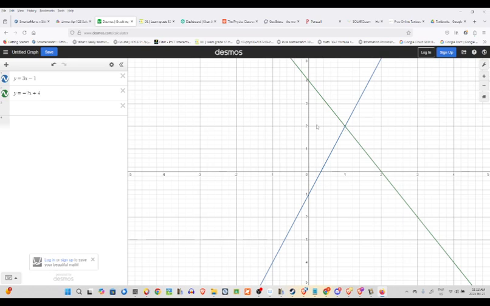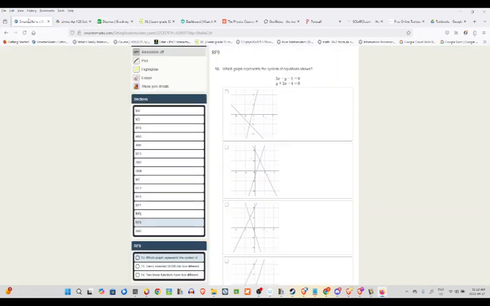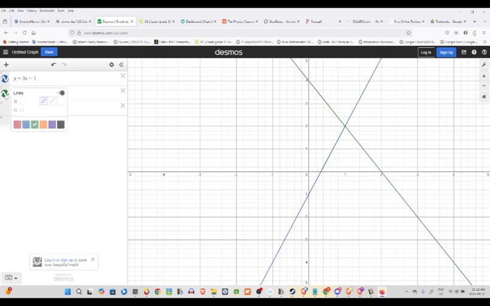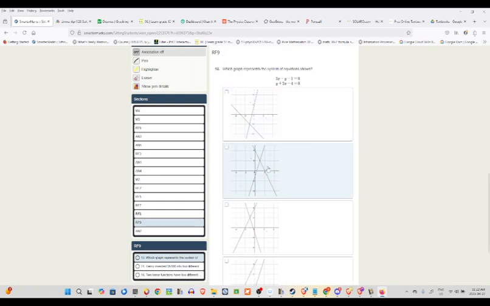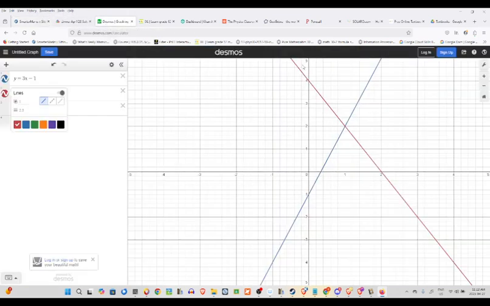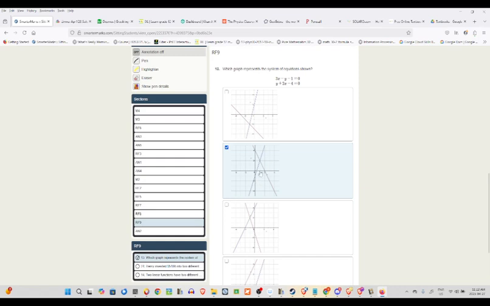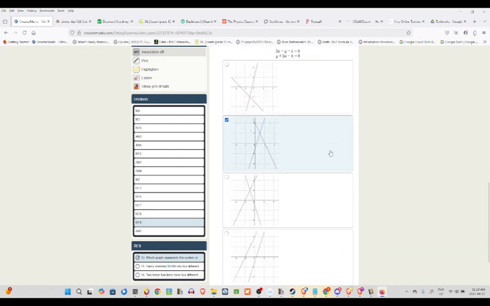Our intersection is at 1, 2. And in fact, our negative slope is red when our positive is blue. So this is the graph we're looking for. That seems to be what we have here. The red line has a y-intercept at 4 and an x-intercept at 2. Our blue line has a y-intercept at negative 1, and it's got that 1, 2 intersection. So B is the combination that works.